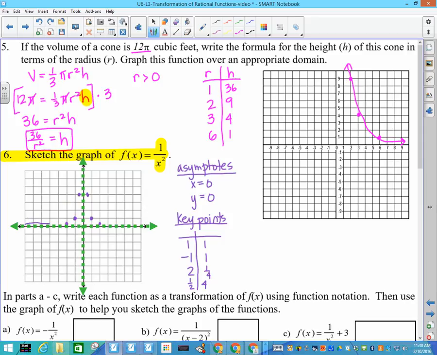So do your best to sketch it and make it approach the asymptotes. That's the key thing. Get those points, know that it's going a little bit faster, and you're good to go.